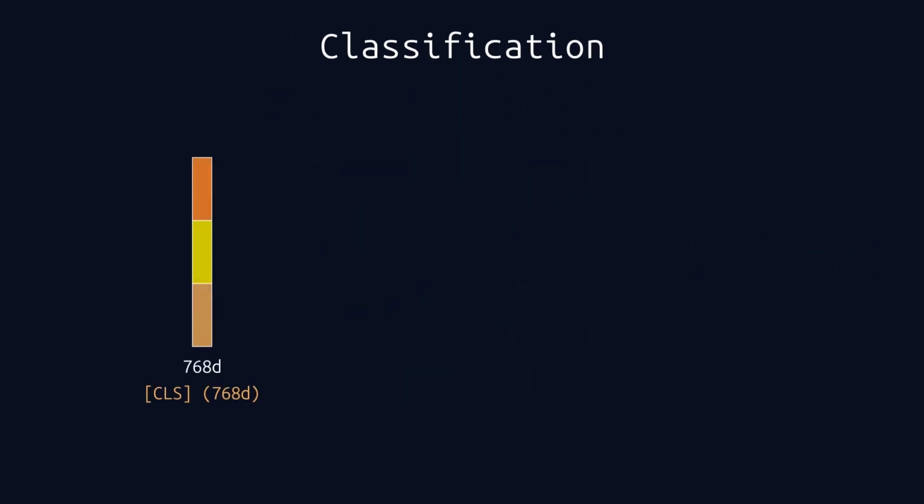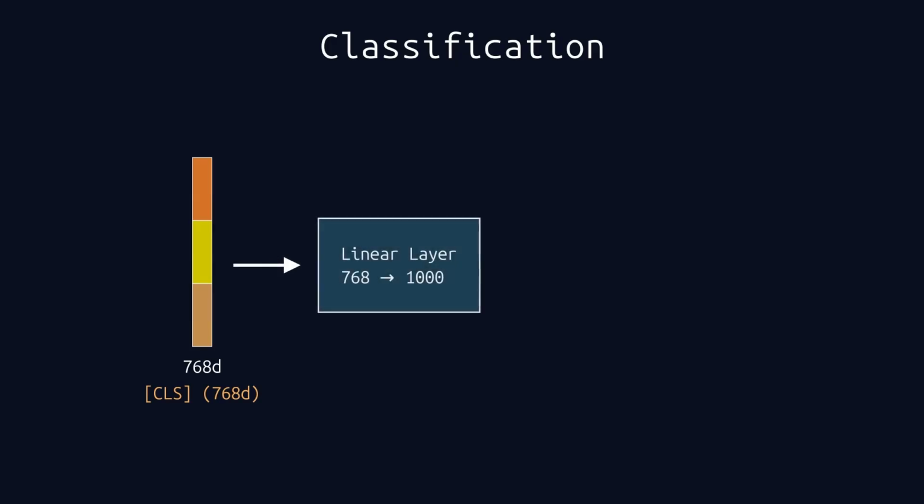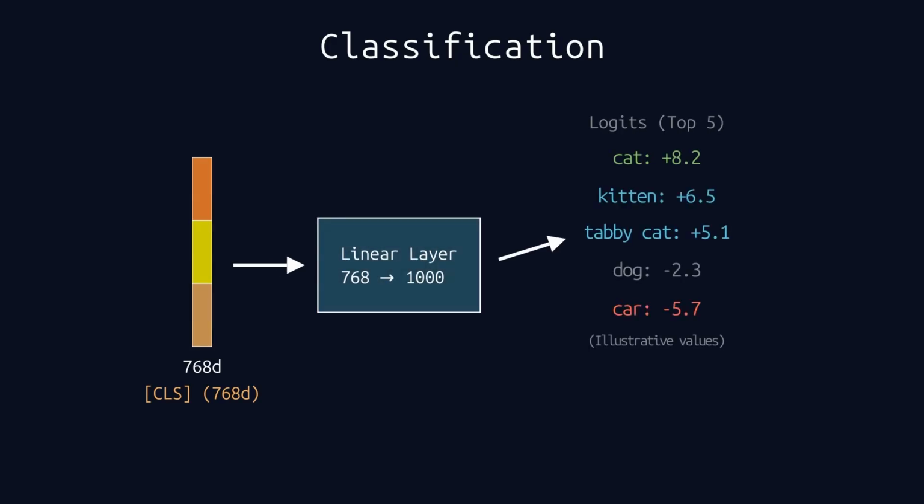We take the CLS token's final representation and pass it through a classification head, a simple linear layer that outputs scores for each possible class. For ImageNet, that's 1,000 classes. The numbers shown here are illustrative, but the concept holds: higher scores for relevant classes, lower for irrelevant ones. Softmax converts these logits to probabilities by exponentiating and normalizing, giving us our final prediction.